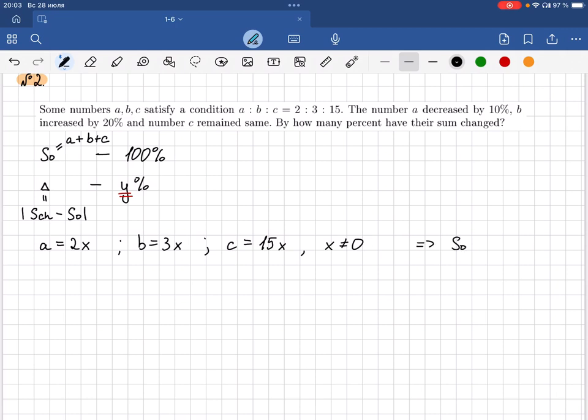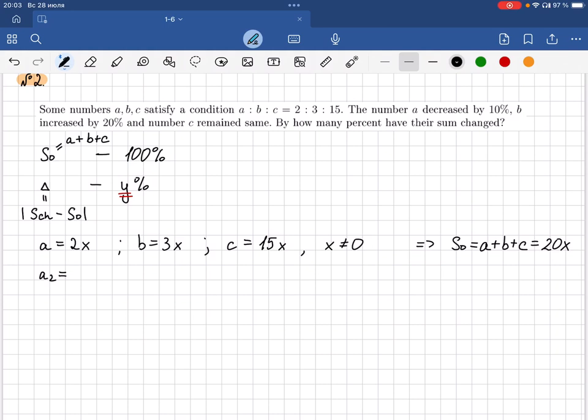So from here we can find our S0, which is just the sum of A, B, and C. So it's 2x plus 3x plus 15x, which is 20x. Okay, then we have several changes. For example, our A decreased by 10%. Let's say that A after changes we will denote by A2, for example.